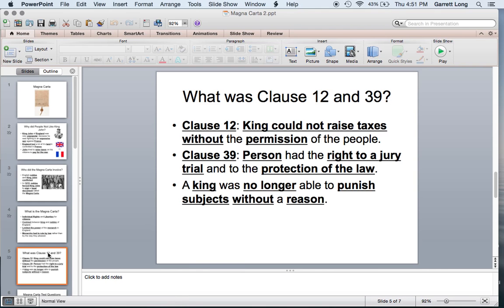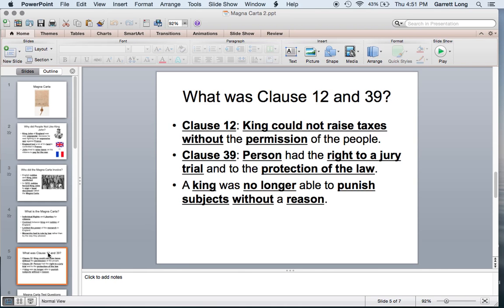Clause 39 is another very important part of the Magna Carta, and according to Clause 39, a person had the right to a jury trial and to the protection of the law. If a person committed a crime, they were not sent to prison and the key thrown away forever. It wasn't like that. Now, if someone committed a crime, they would be put in front of a jury, and the jury would find that person either guilty or innocent, and then they would be sentenced if they were guilty.